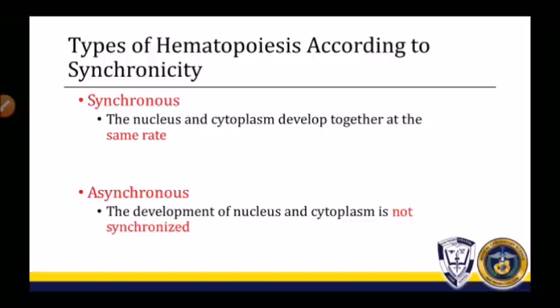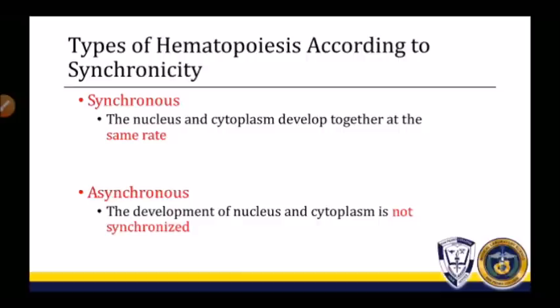The first type of hematopoiesis according to synchronicity of nuclear and cytoplasmic maturation is synchronous hematopoiesis. Very understandable, synchronous hematopoiesis is the type of hematopoiesis wherein the nucleus and the cytoplasm of the hematopoietic cells develop together at the same rate. So this is the physiological, the normal hematopoiesis. Because normally, the nucleus and the cytoplasm should mature together.